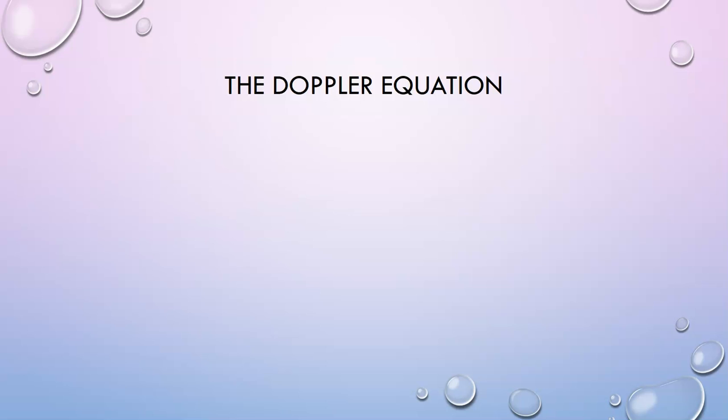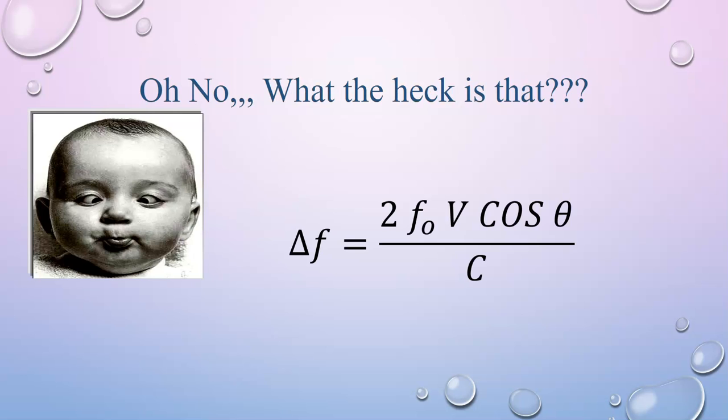Now let's discuss the Doppler equation. What the heck is that thing? Well, the Doppler equation just simply tells us that the Doppler shift is twice, because this is a round trip effect, the original frequency times the velocity of the blood times the cosine of the angle difference between the blood flow and the transducer insonation angle, divided by the speed of sound.